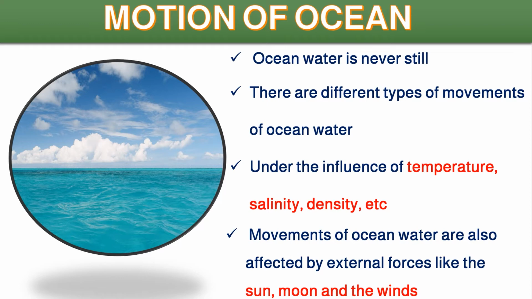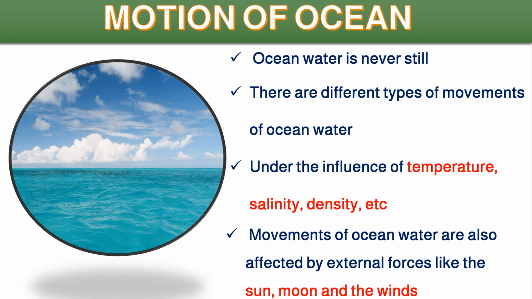So today's topic is motion of ocean. Before that, let's understand what is ocean. As you know, ocean is the largest body of water on the surface of earth. 71% of the earth's surface is covered by ocean water, so only 29% of the earth's surface is terrestrial.